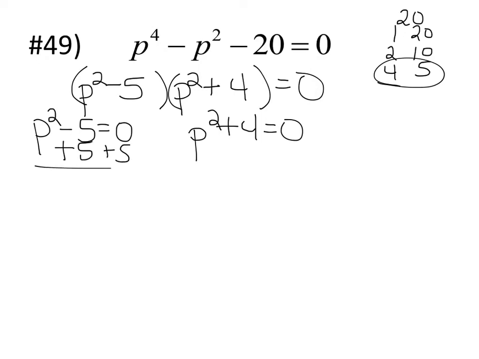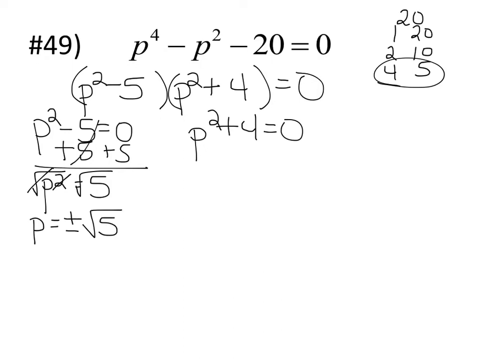Add 5 to both sides. You get p squared equals 5. Take the square root in order to get rid of that squared, and you get p equals plus or minus the square root of 5. Plus or minus because you wrote that square root.